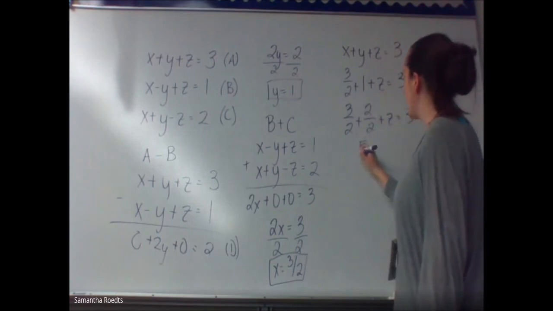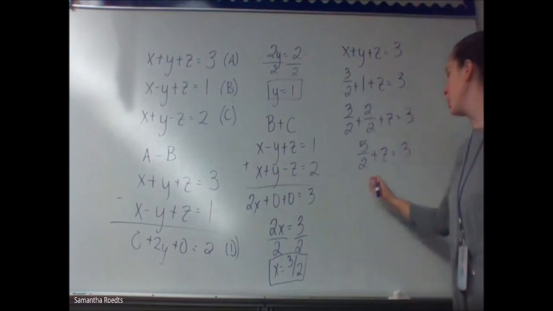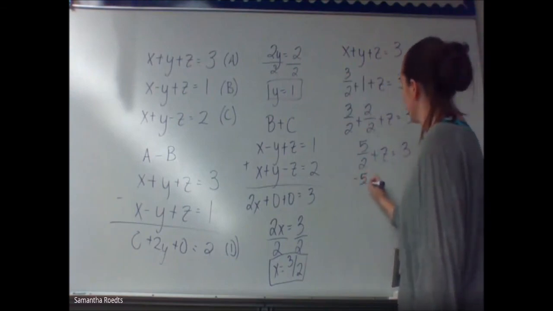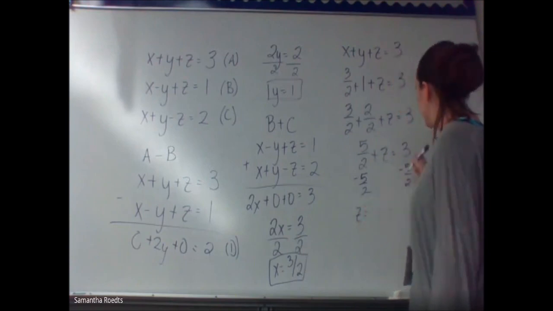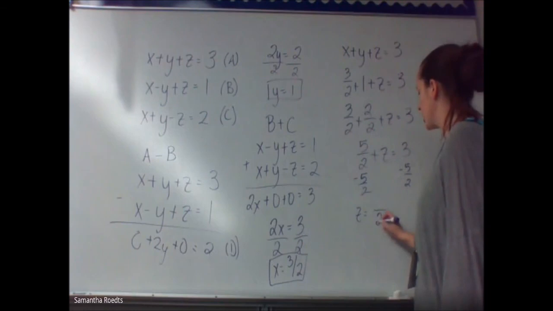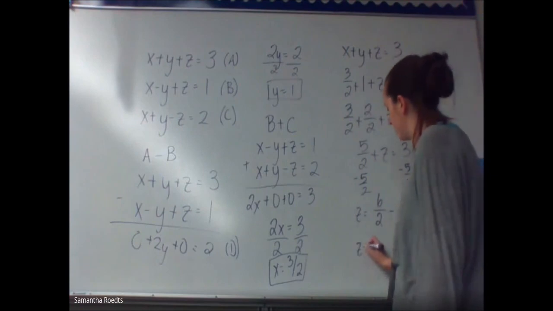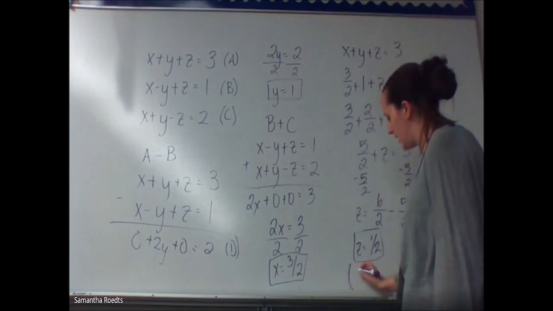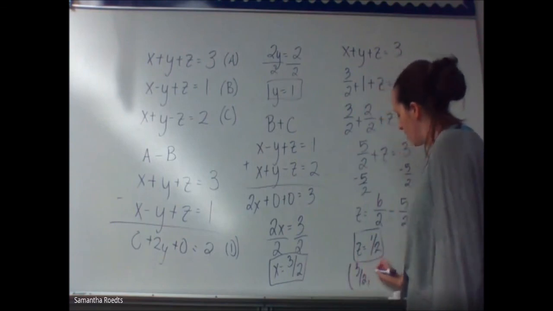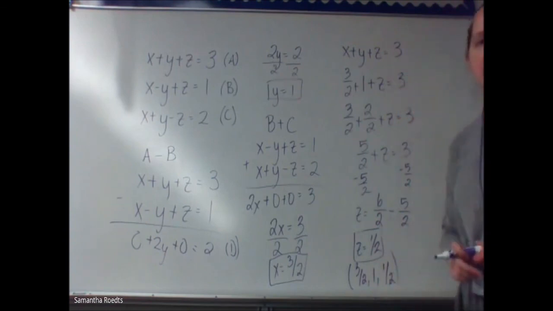This gives me 5 halves. I subtract 5 halves from both sides. So I get z equals 3, which I'm going to rewrite as a fraction, over 2, which is 6. So 6 halves minus 5 halves is 1 half. So my solution set is 3 halves, 1 half. That's my solution set.